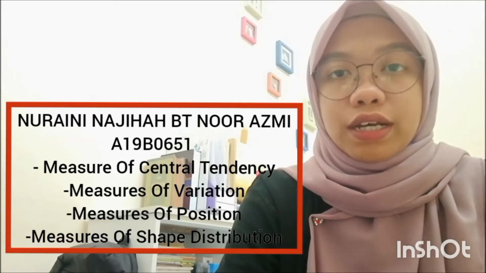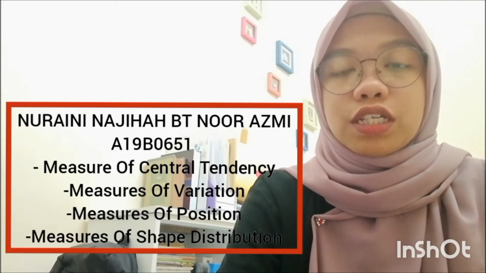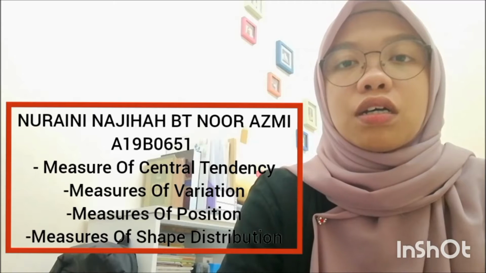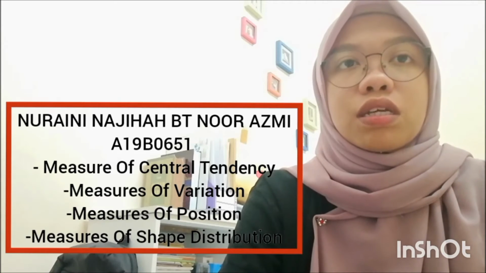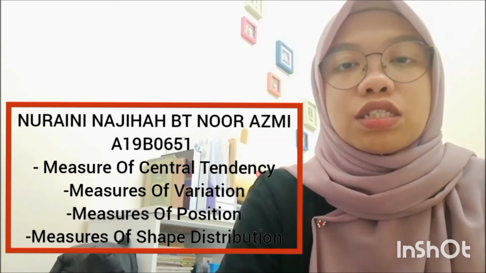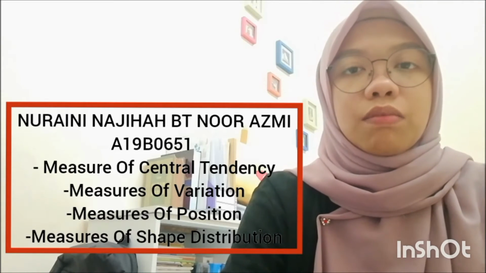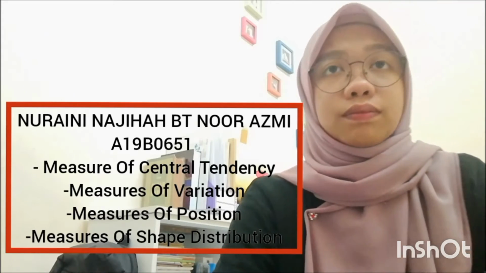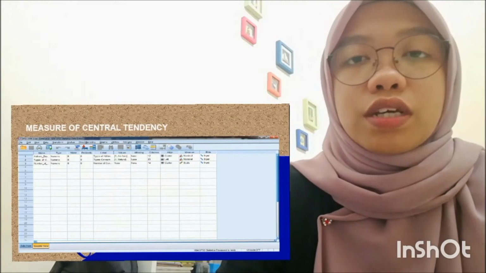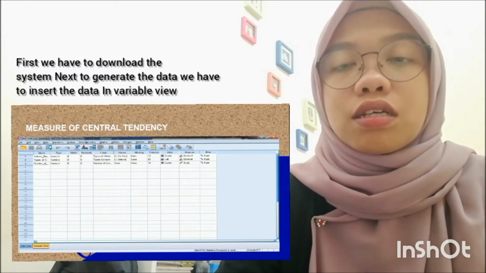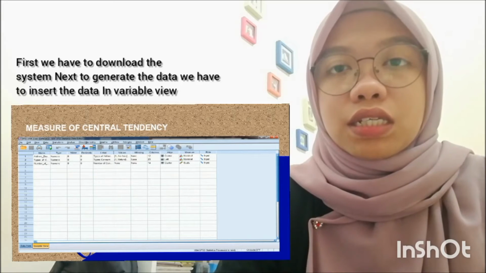We present to you about the SPSS data. I will cover the measure of central tendency, measure of variance, measure of position, and the shape of distribution. My metric number is A19B0651. The first one, we will use the SPSS output to find the measure of central tendency, that is the mean, median, and mode.